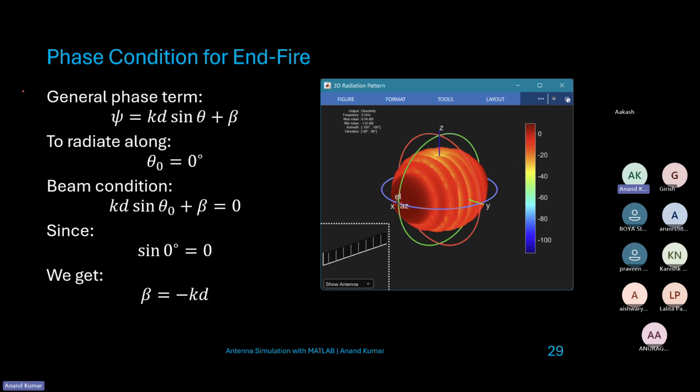And this is from the textbook. The general phase term looks like this. To radiate along 0 degrees, the beam condition becomes this, so this has to be zero. This implies sine theta, and since sine theta is 0 degrees, KD should be equal to negative beta. Beta is equal to minus KD, and so this is our condition for an end fire array.